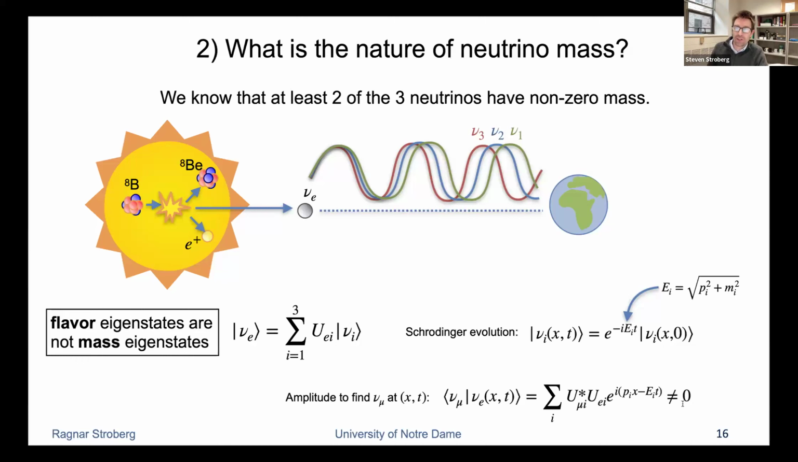So basically, there's a non-zero chance of finding a muon neutrino at the Earth, even though you started with an electron neutrino. And so that's why people weren't seeing as many electron neutrinos as they thought they would, because they turned into muon and tau neutrinos.